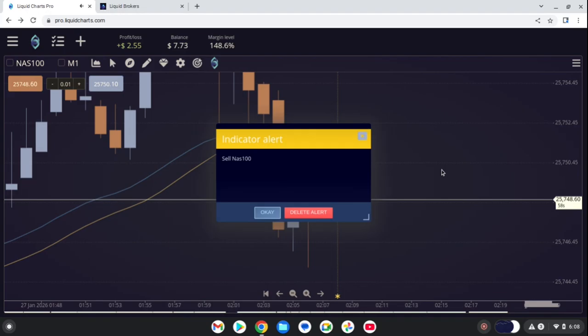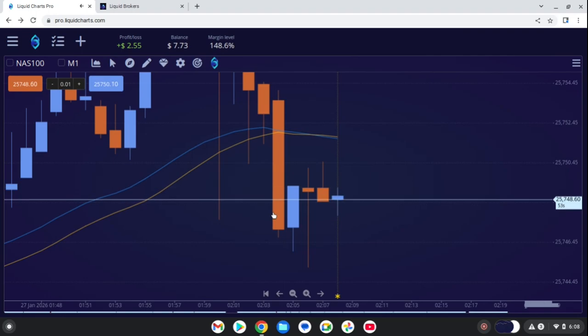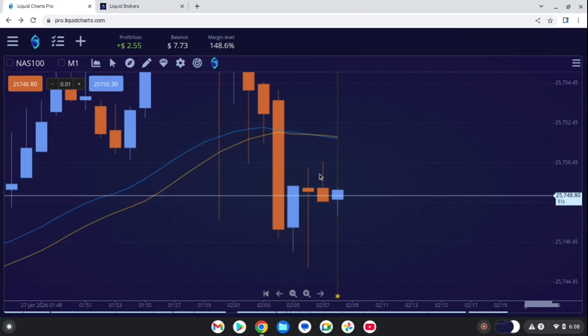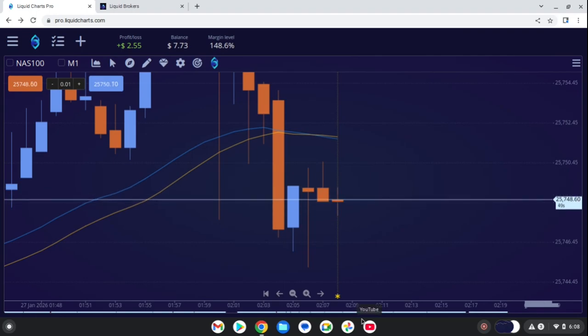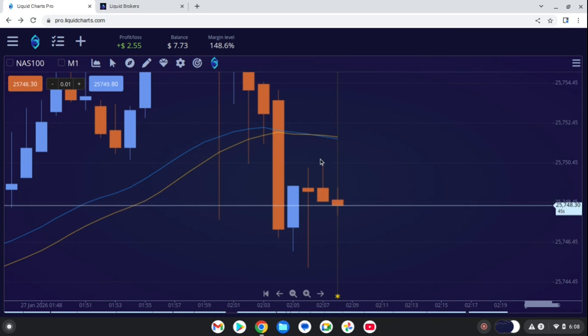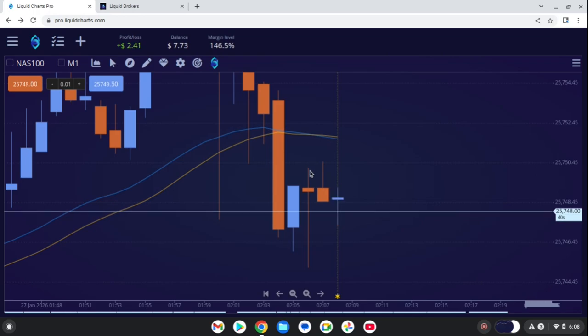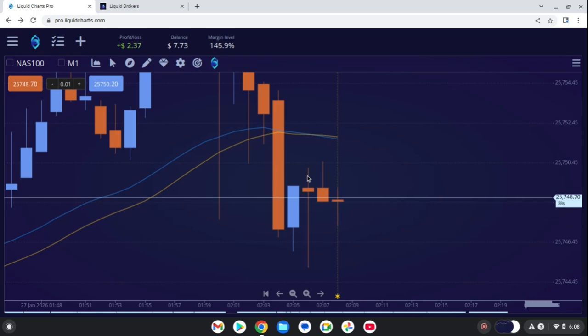The line came up: sell Nas 100. Okay, so if I was to take this trade, I would take this as a sell. And I would keep this open as a sell until the trend is no longer going in the direction that it told me to go in. That's it. All I'm doing is taking trades based on the direction that it's telling me to trade in.